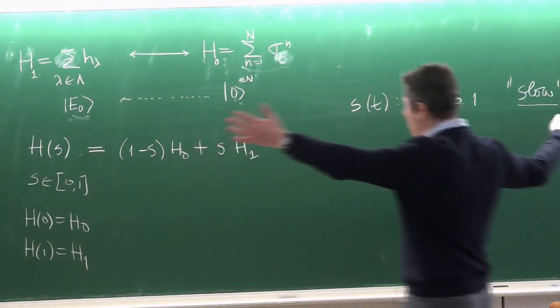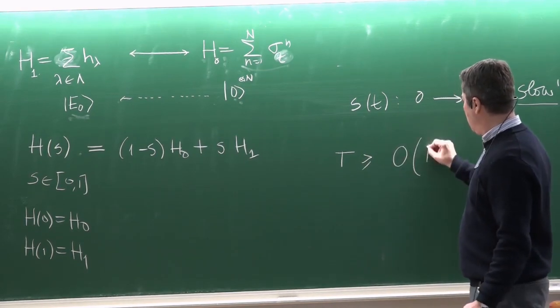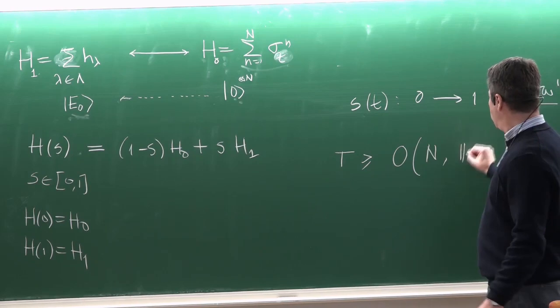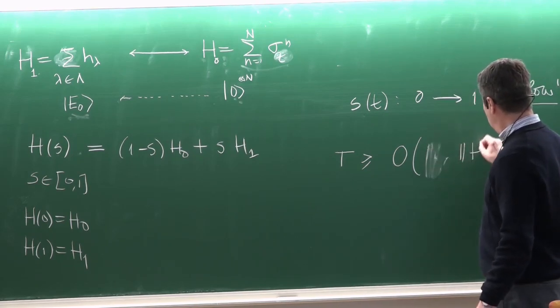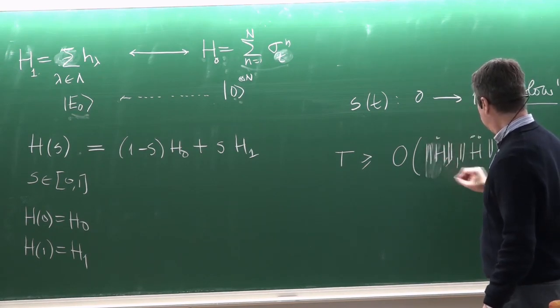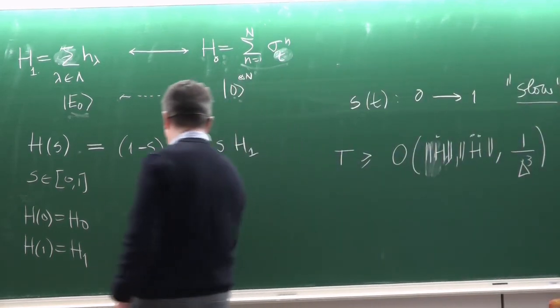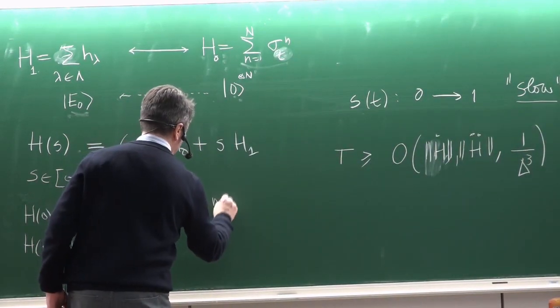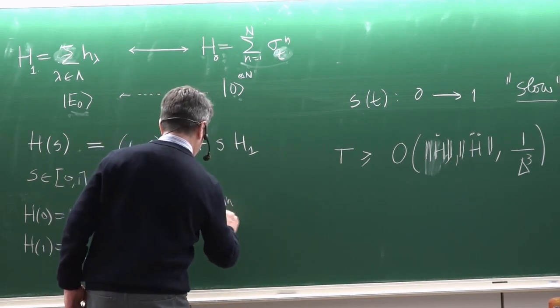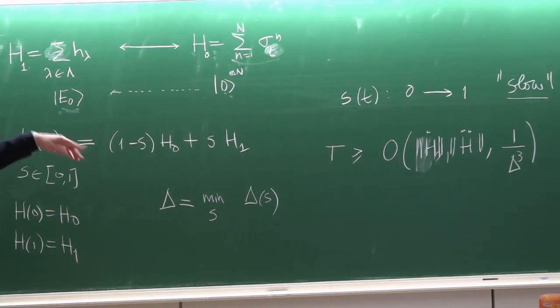So there is a big formula saying that if T is larger than some function that depends on n, depends on some norms of derivatives, second derivatives of H, and 1 divided by something like the cube of the gap, where the gap now is defined as delta equal to the minimum with respect to s of delta of s, then you will be as close as you want to the ground state.